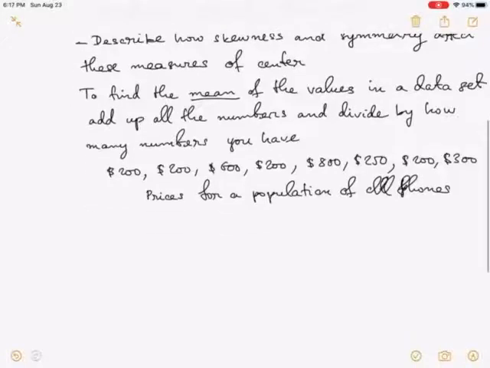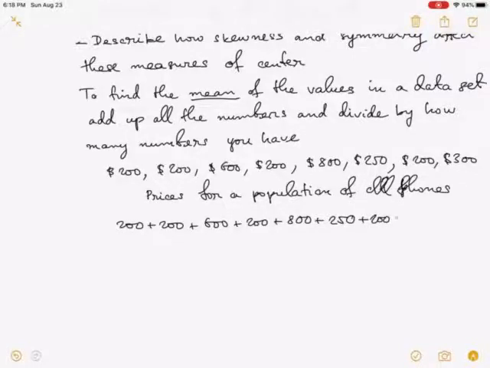So, to find the mean of the cell phone price, we take 200 plus 200 plus 600 plus 200 plus 800 plus 250 plus 200 plus 300. So this is the total price of the 8 cell phones divided by the number of cell phones, and we get 343.75.